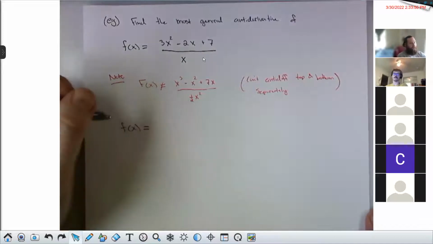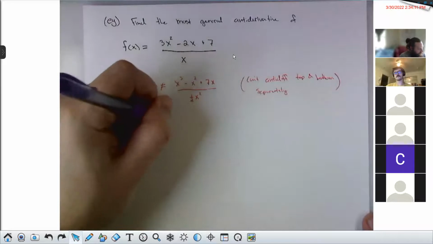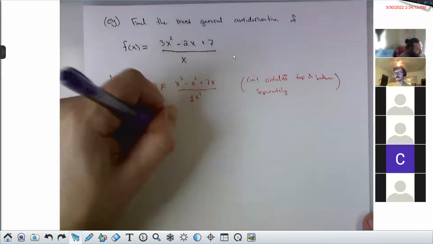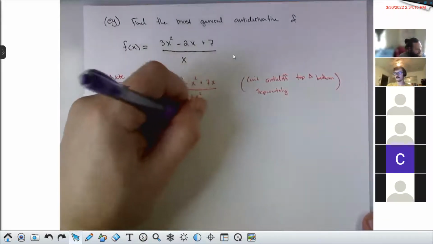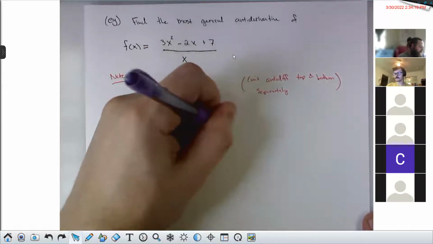All we have at this point is the power rule stuff. So the only way I could hope to find an antiderivative here is by rewriting this function as powers of x, just straight up powers of x. And I can do that if I split up the fraction. This is 3x squared over x minus 2x over x plus 7 over x.